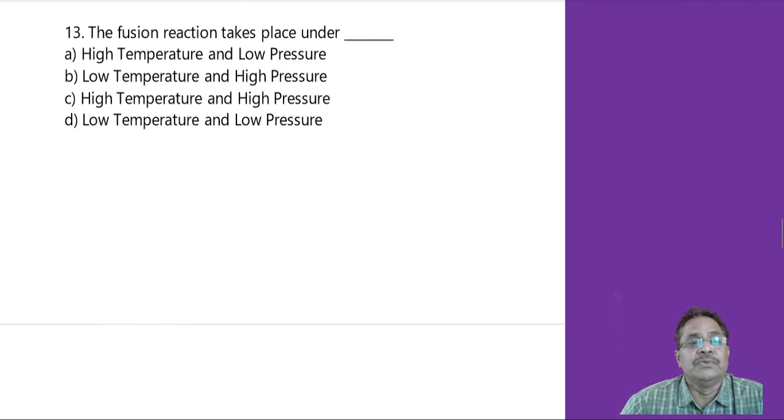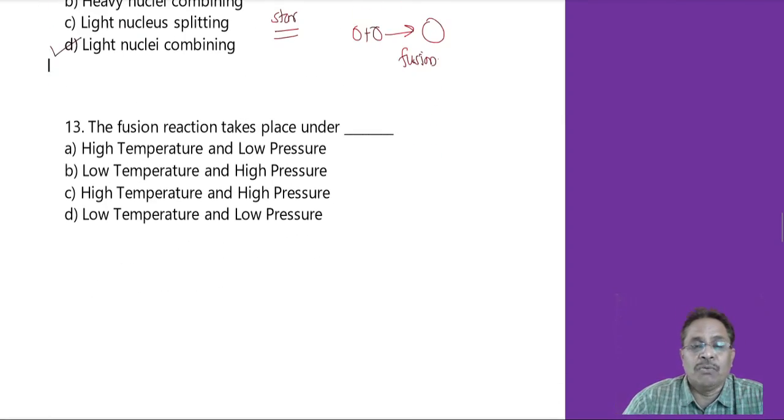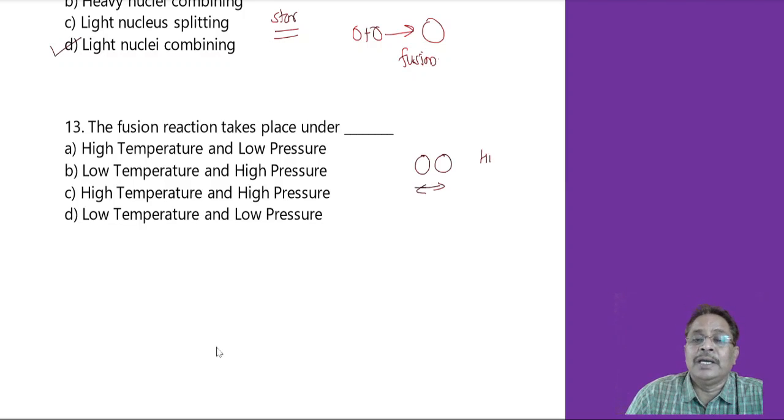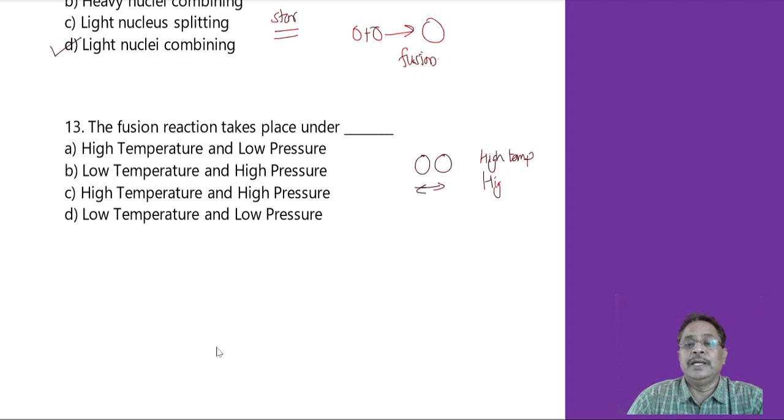Question 13, the fusion reaction takes place under. Now for a fusion reaction, to bring two protons very close to each other, there is always an electrostatic repulsion. So we have to overcome this repulsion. That's why these protons need to be given very high energies. Therefore high temperature is needed. At the same time, if density is very low, then again the occurrence of the reaction will be very small, and therefore we require very high density also, or high pressure. So high pressure and high density are the initial requirements for any fusion reaction to take place.